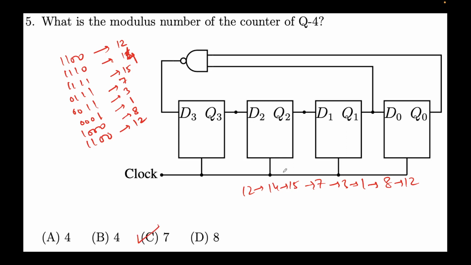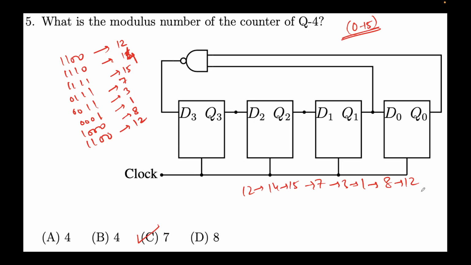This number differs. Here you can see 4 flip-flops, so maximum we could have gone from 0 to 15. That's the maximum range we could go to. But here we are stepping only through 7 states. So that depends on the design of the circuit. Here the application was this, hence we got this.